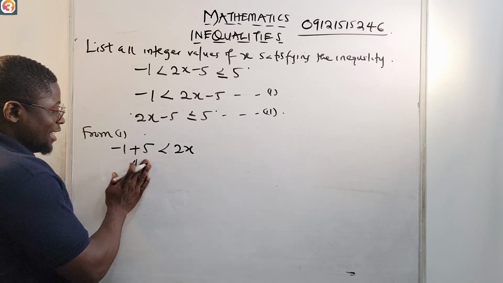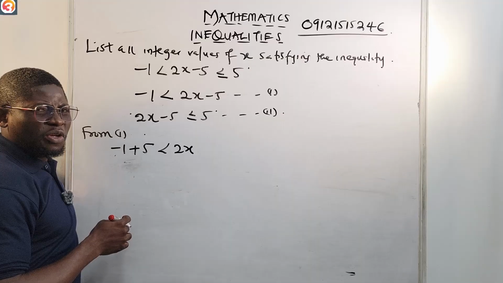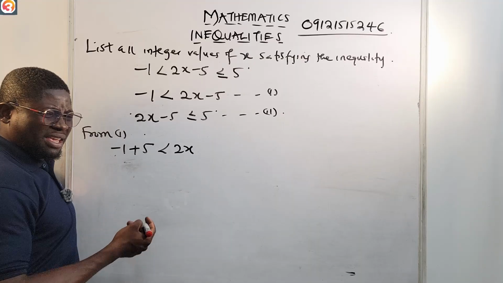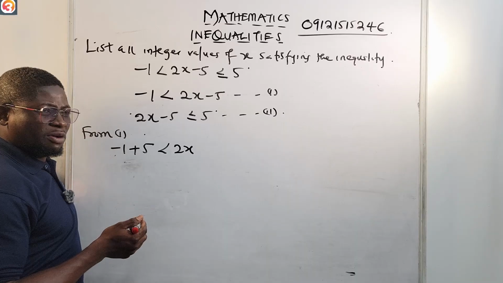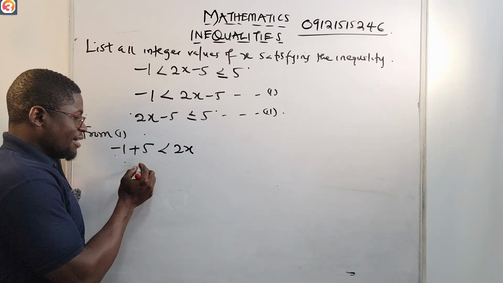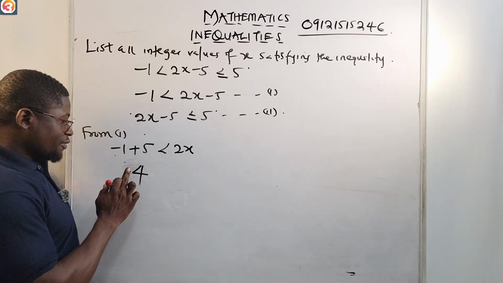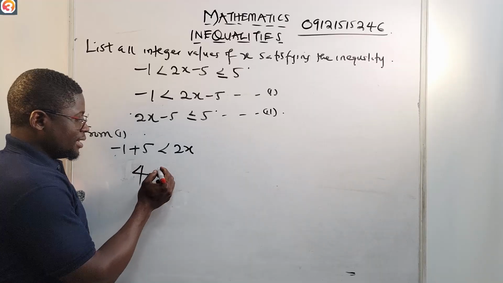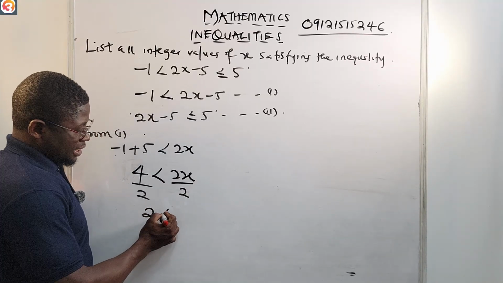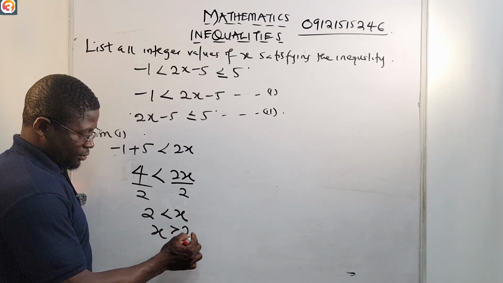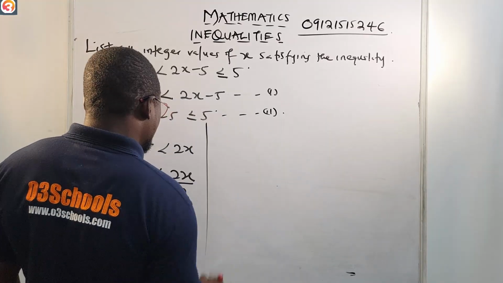4. Now let us use that analogy. You are owing 1 naira, and you have 5 naira. You pay the person the 1 naira you owe. You now have 4 naira left. Are you still owing the person? No, because it's a positive 4 that is there, so you don't need to write the positive sign. Then 4 is less than 2x. Divide both sides by 2. That means 2 is less than x. It means x is greater than 2. If 2 is less than x, it means x is greater than 2. That is good.